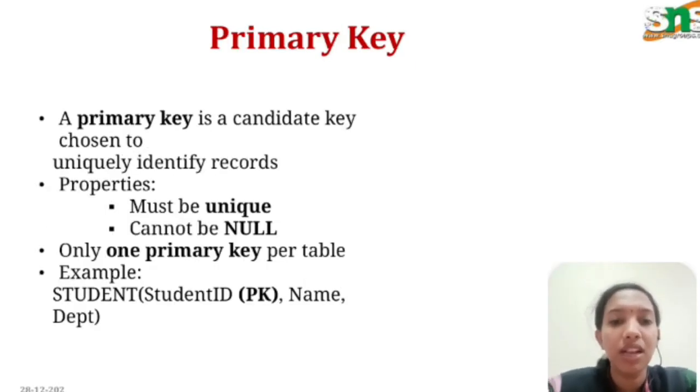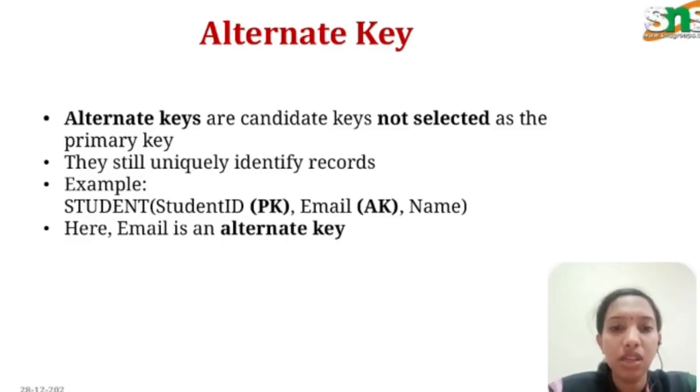Next is primary key, that we already discussed earlier. A primary key is a candidate key chosen to uniquely identify records. It must be unique and cannot be null. One primary key per table. Example, student id is primary key, then name, department. Then alternate key is the candidate key not selected as the primary key. They still uniquely identify records. Example, here student id is primary key, and email is alternate key.